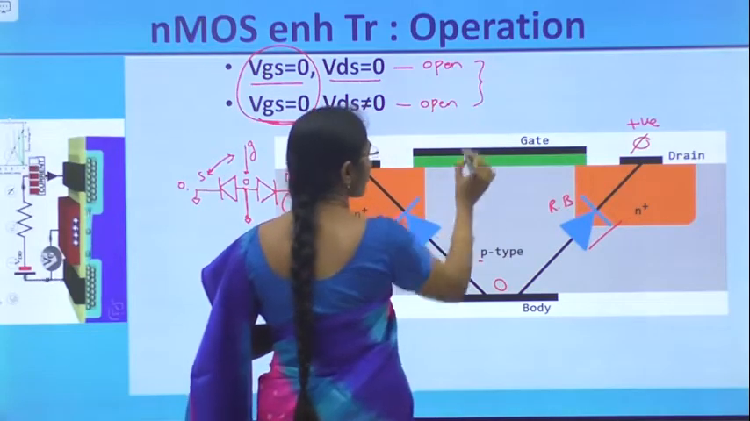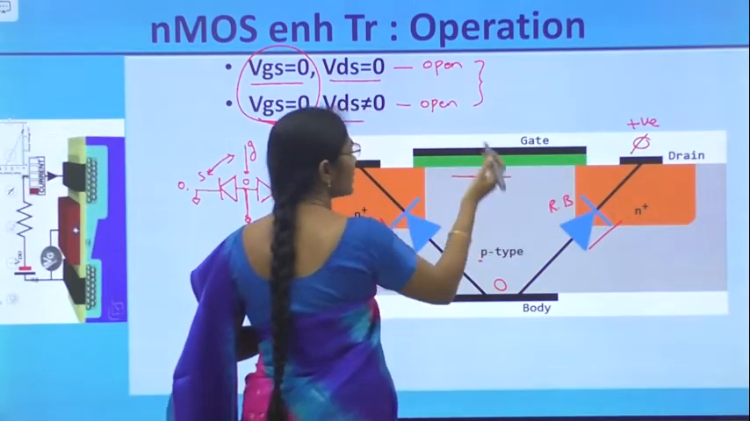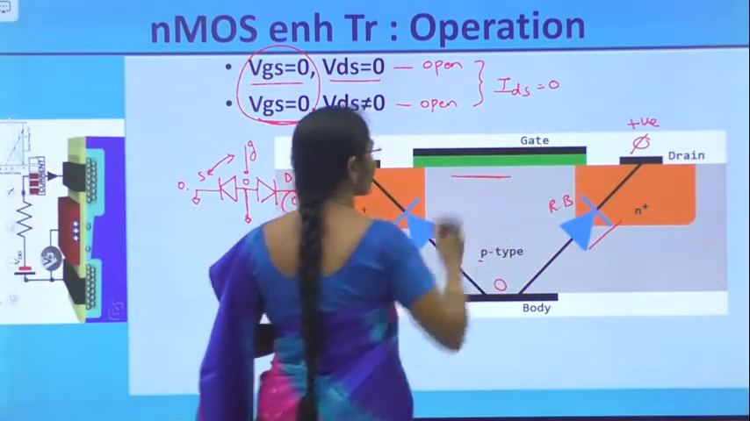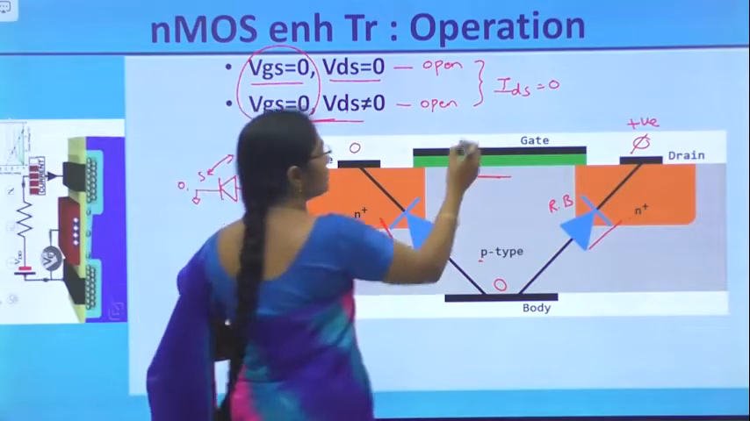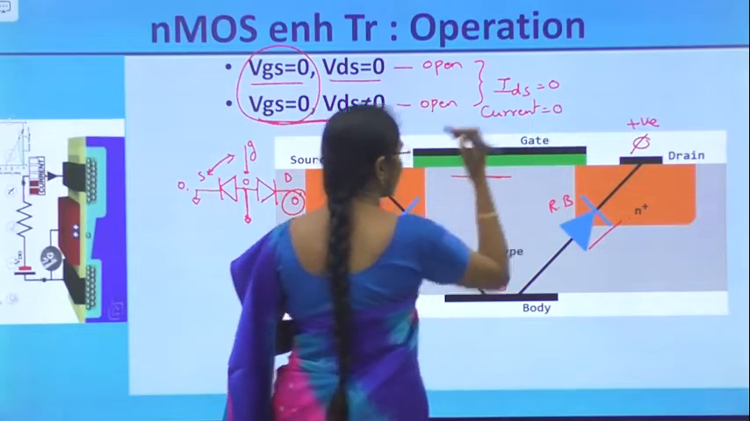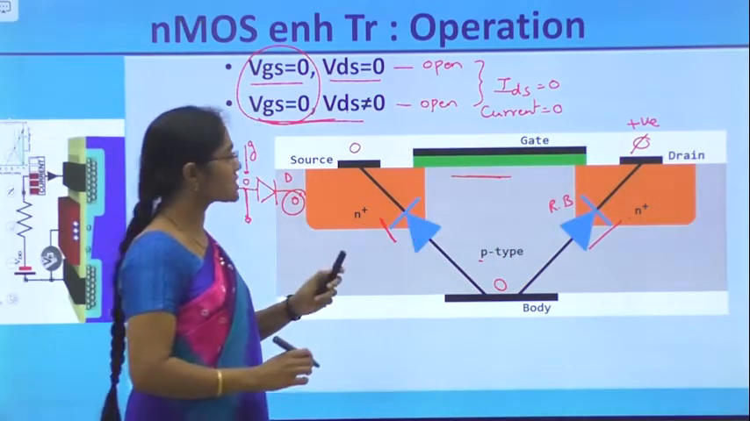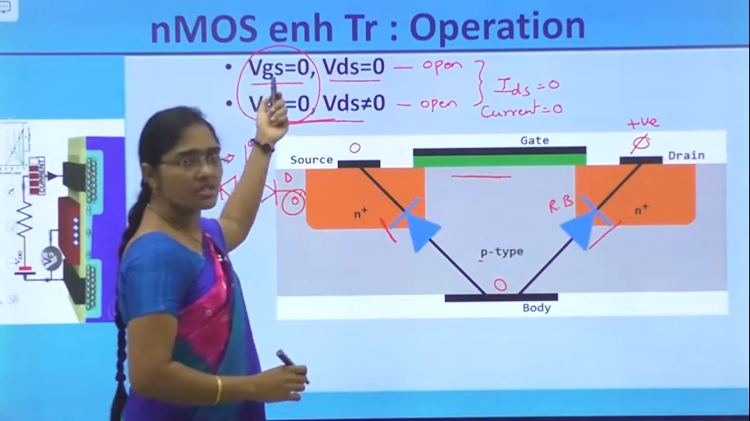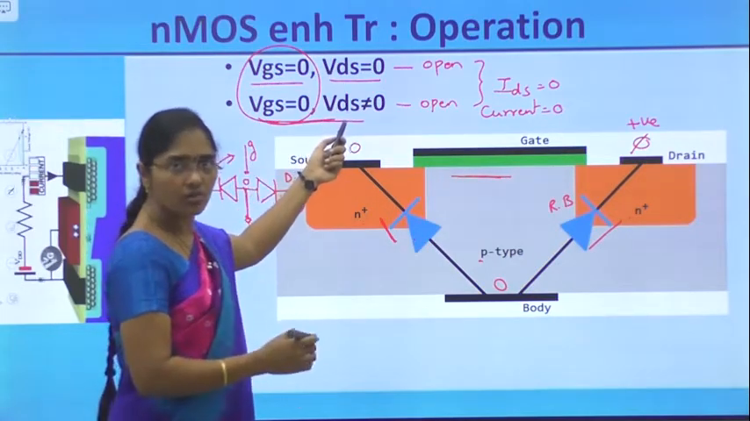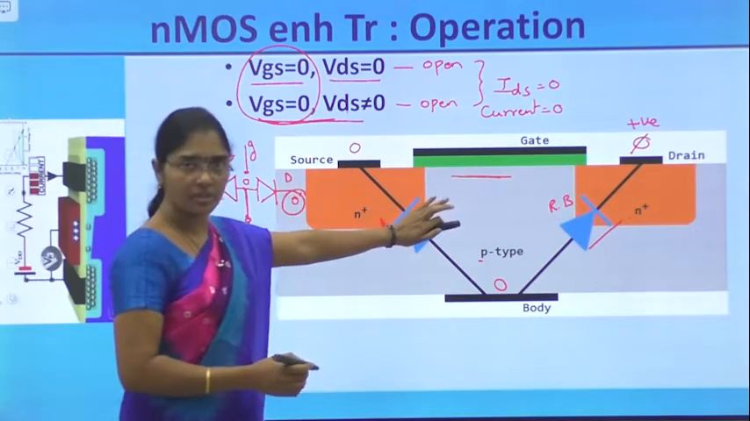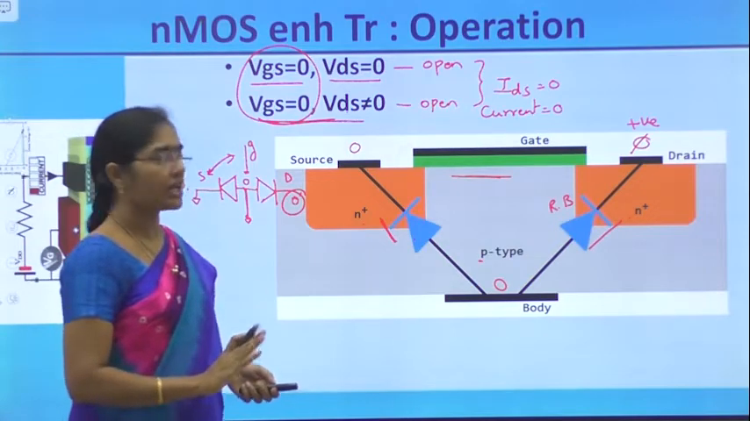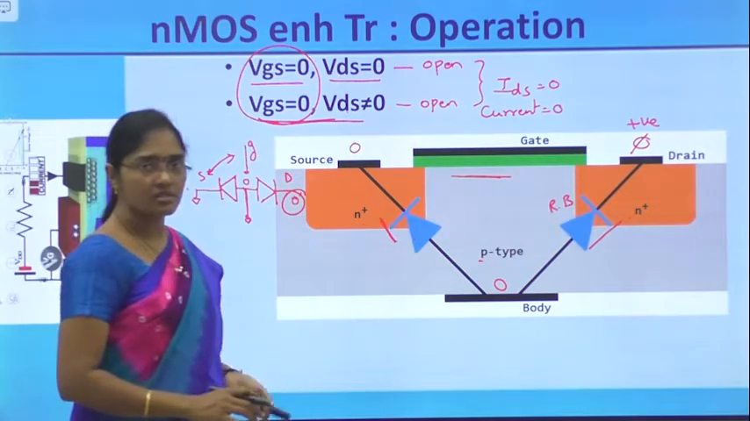In these two cases, because of the absence of the channel, there is no carrier flow, and current is equal to 0. Current here is represented as IDS. We will see that IDS in the next lecture. So current is equal to 0. This is the first case. With VGS 0, VDS 0, and VGS 0, VDS non-zero, for these two cases, the nMOS transistor is acting as an open circuit. There is no conduction and no current flow for these two cases.